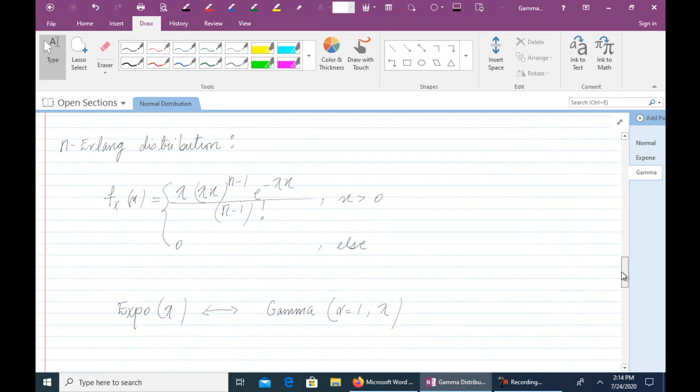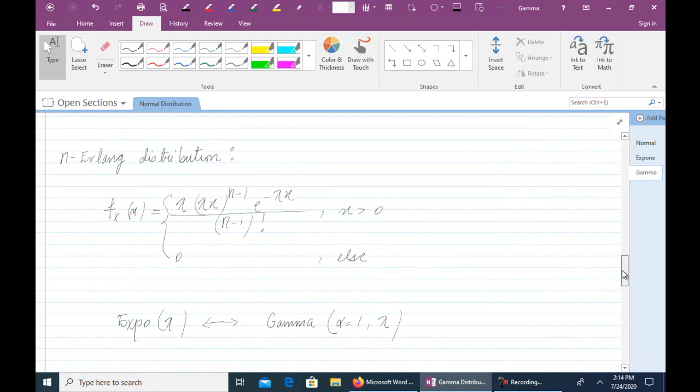The Erlang distribution is pretty much the gamma distribution, except that instead of alpha, we use a positive integer n here. If I use n instead of alpha, then we get what is called the Erlang distribution. And again, the exponential distribution can be obtained from the gamma by simply picking the shape parameter alpha to be 1.